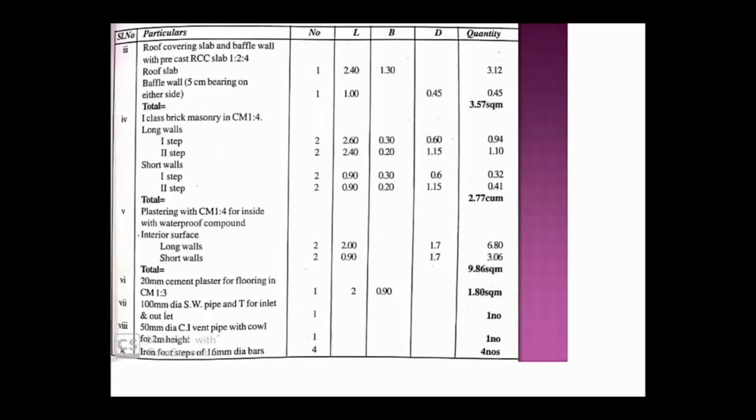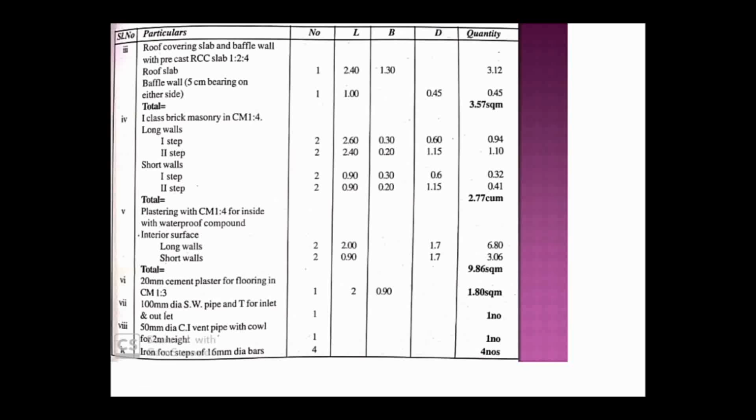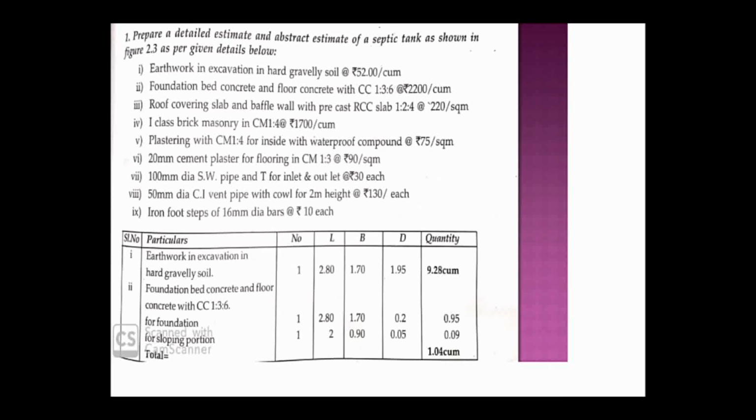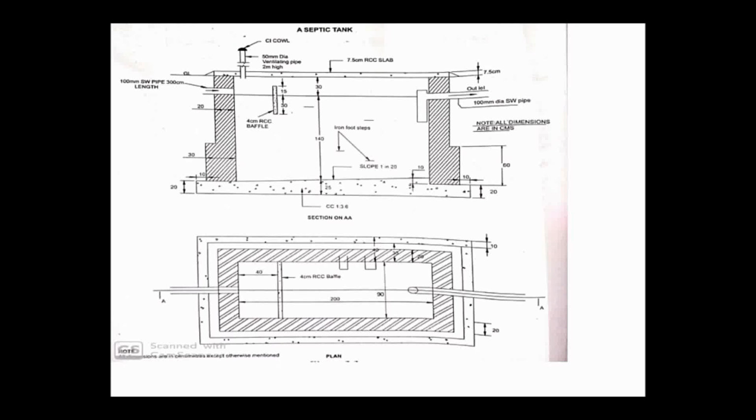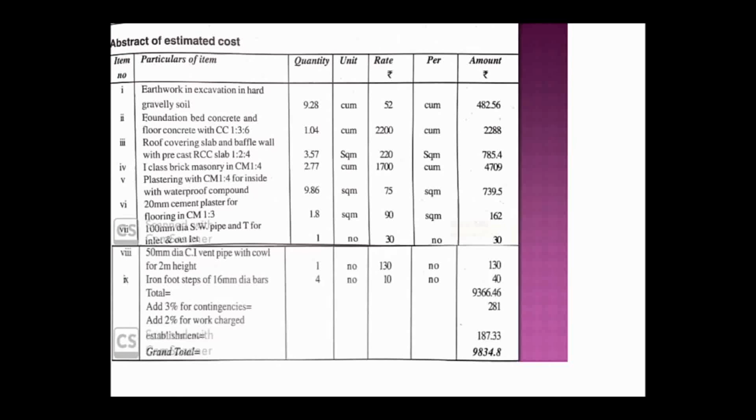So when I am going to consider the numbers, iron footsteps of 16 centimeter dia is 4 numbers, so here you have to consider it as 4 numbers. Footsteps are 1, 2, 3, 4 numbers. So here you have to provide the footsteps as 4 numbers. Like this, now in numbers you have to consider all the quantities we got, all items quantities we got. Now what you have to find out? Abstract estimate you have to do.